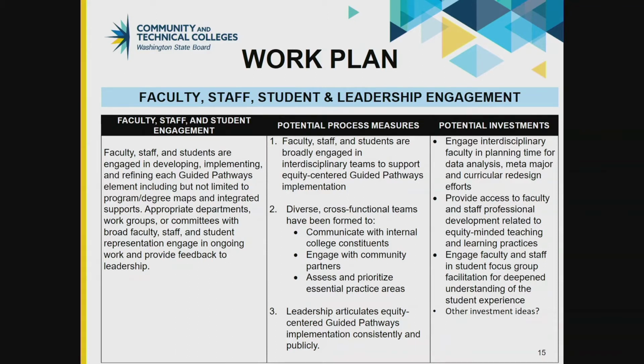So this is a sample of thinking about, if I'm thinking about faculty and student engagement and staff engagement, what might I want to think about? So what are some potential process measures? Faculty, staff, and students are broadly engaged in interdisciplinary teams to support equity-centered guided pathways implementation. How many of you think that that's something you could get together? Cheryl, thank you. We've got like 3 people in the room.